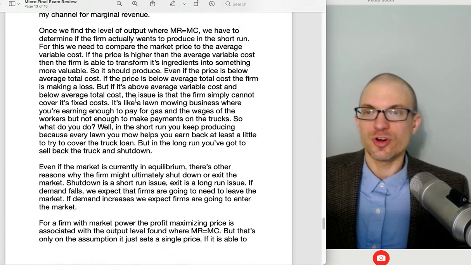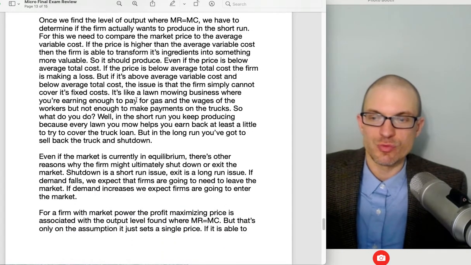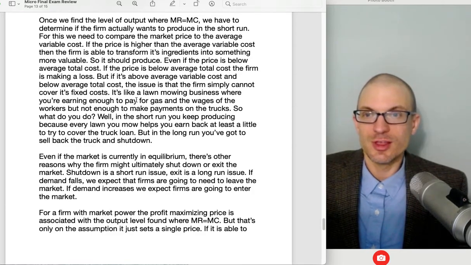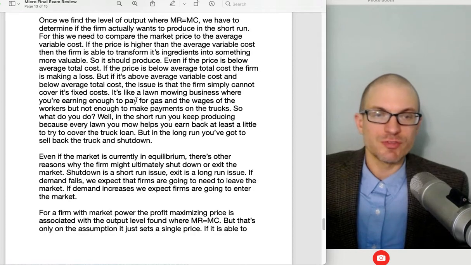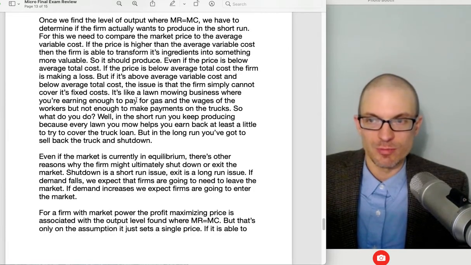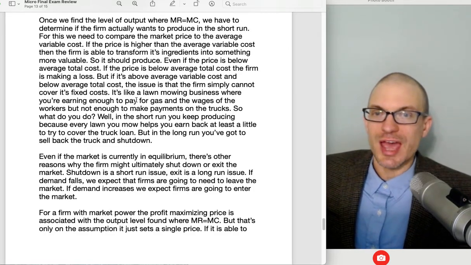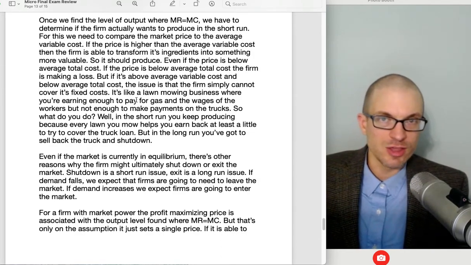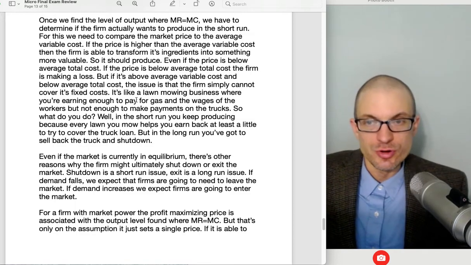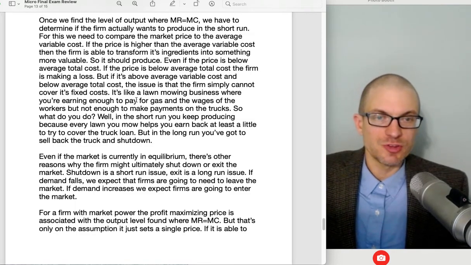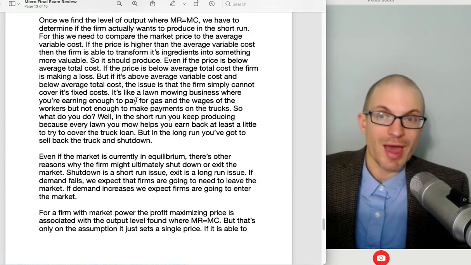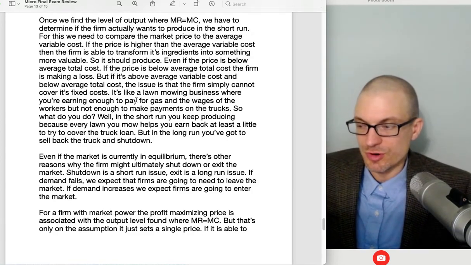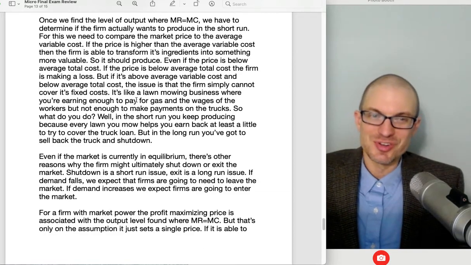All right. Once we determine the actual level of output where marginal revenue equals marginal cost, we have to actually determine if the firm wants to produce in the first place in the short run. So for this, we have to compare the market price to the average variable cost. If the price is higher than the average variable cost, the firm is able to transform ingredients into something more valuable than what it's starting with. So it should produce. Even if the price is below average total cost, but it's above average variable cost, the firm is transforming inputs into something that consumers are valuing more than they started with, so it should keep producing.